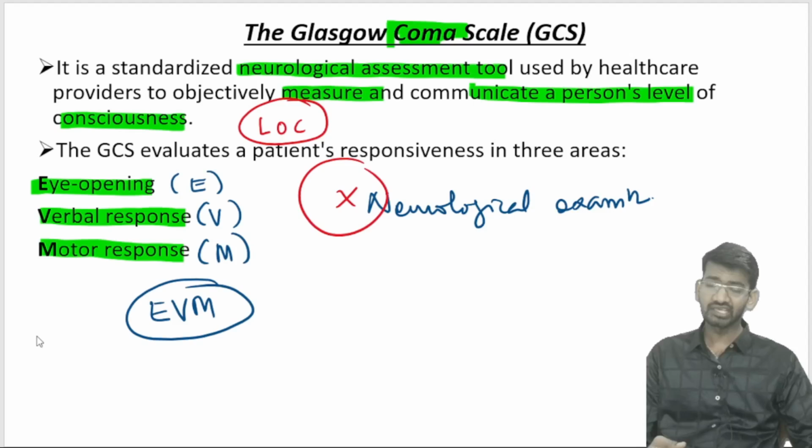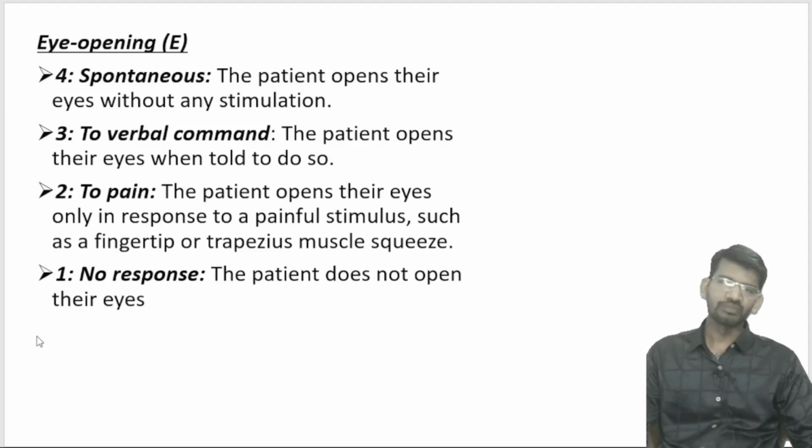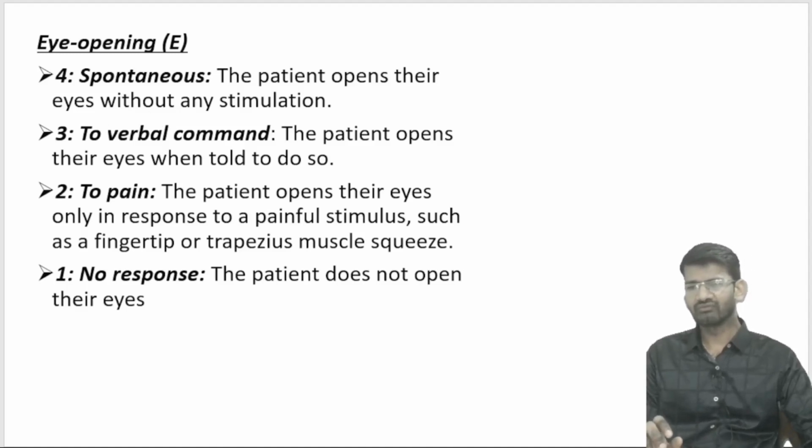So let's see how we assess eye opening, verbal response and motor response, and how we give the scoring for each of these parameters. First we'll see the eye opening. For eye opening, we give a minimum score of 1, and the maximum score will be 4.